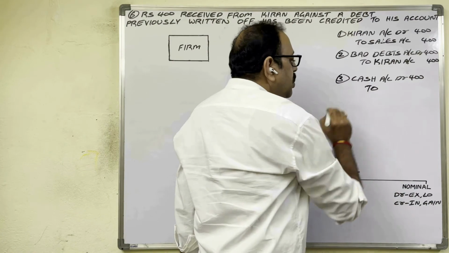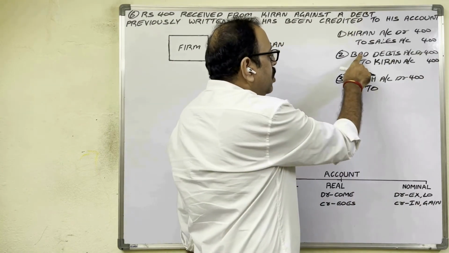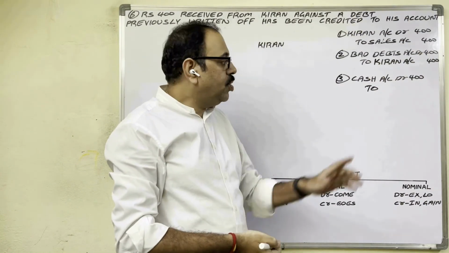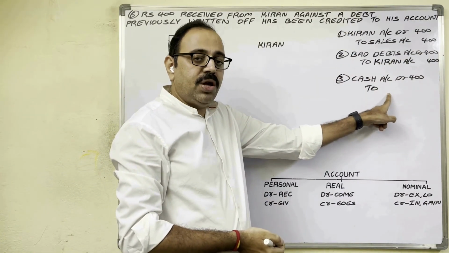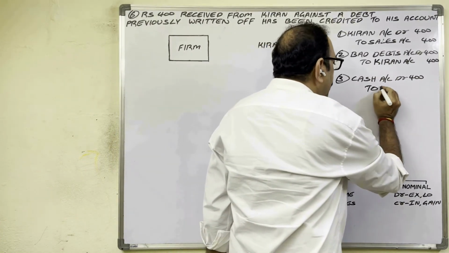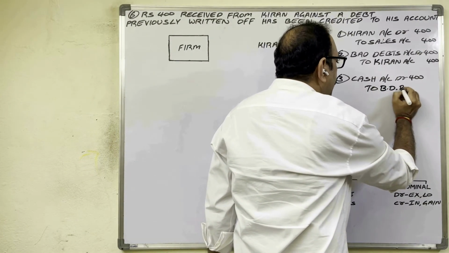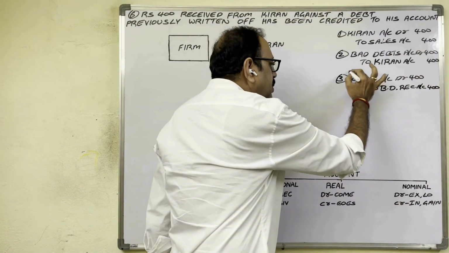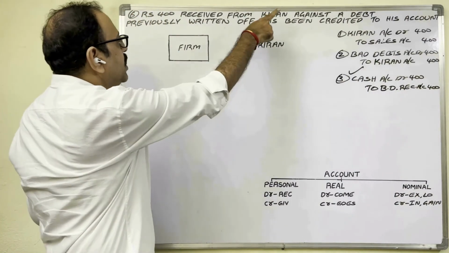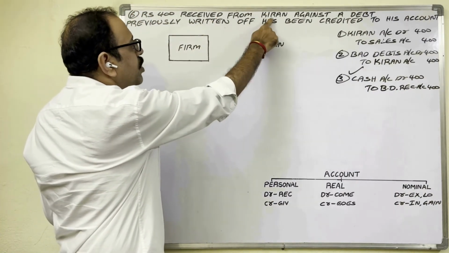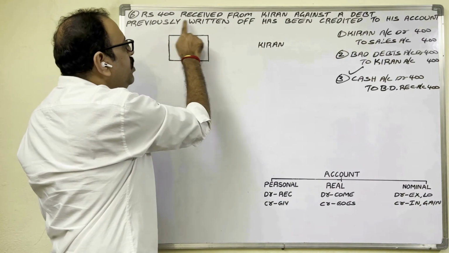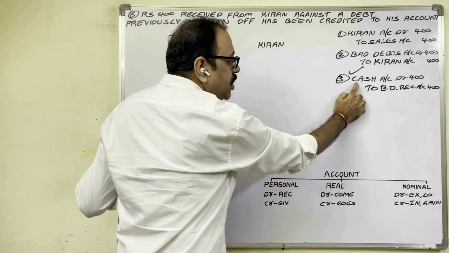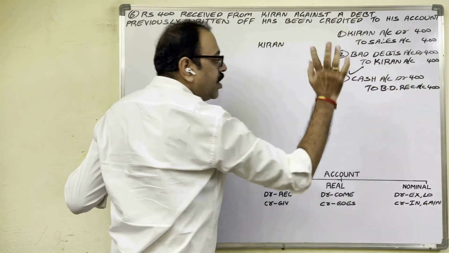And which account is to be credited? Now this bad debt we should cancel. So don't write bad debt here. Instead of that, write bad debt recovered account, 400 rupees. This is the journal entry for this transaction: 400 received from Kiran against a debt previously written off. For this transaction, the correct entry is cash account debit to bad debt recovered account.